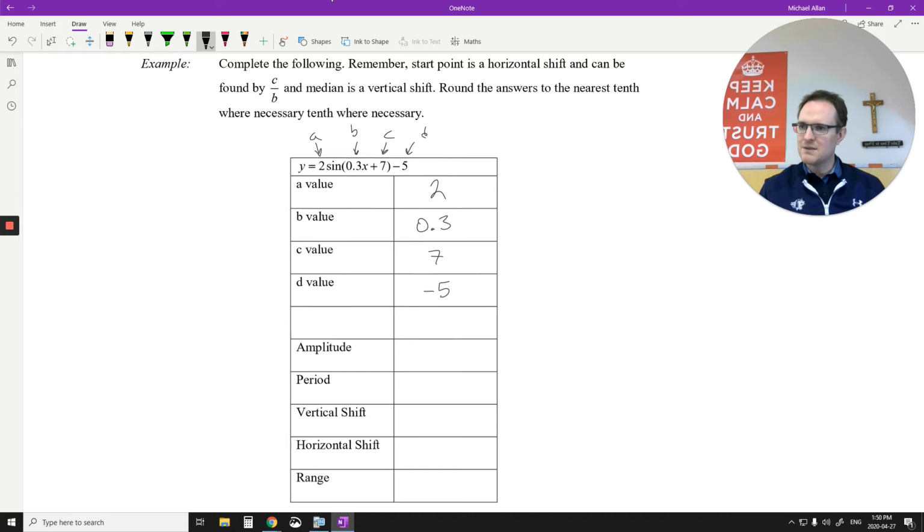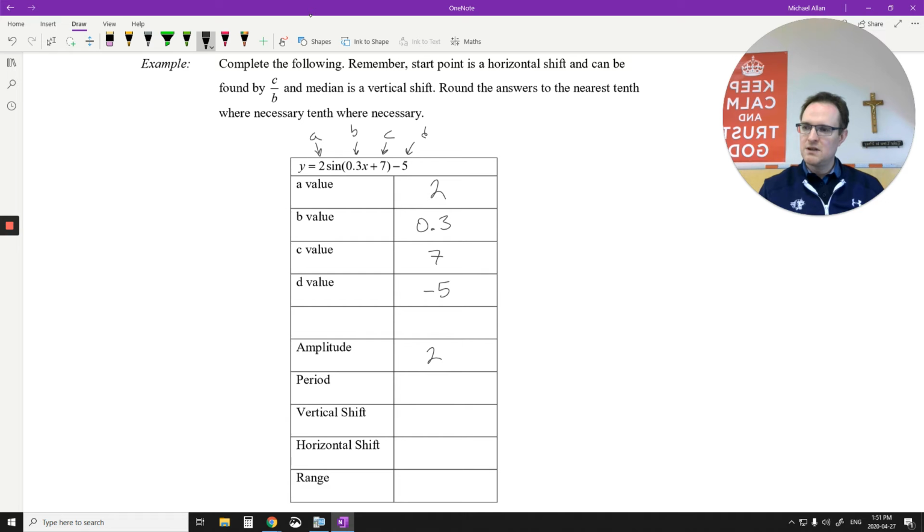They give you a little bit of hints up here. Remember that the horizontal phase shift is C over B. The midline of the graph here is just the vertical shift. So here, let's see if we have what we know. So if you want to, you can pause the video and try this yourself. Come back. Okay, hopefully you tried that.